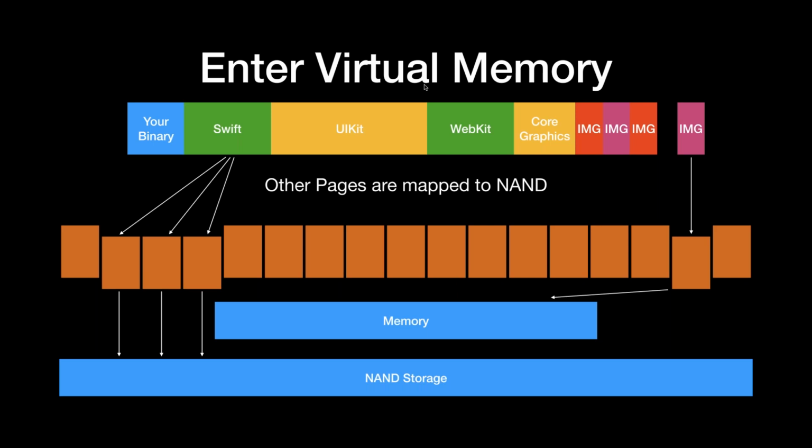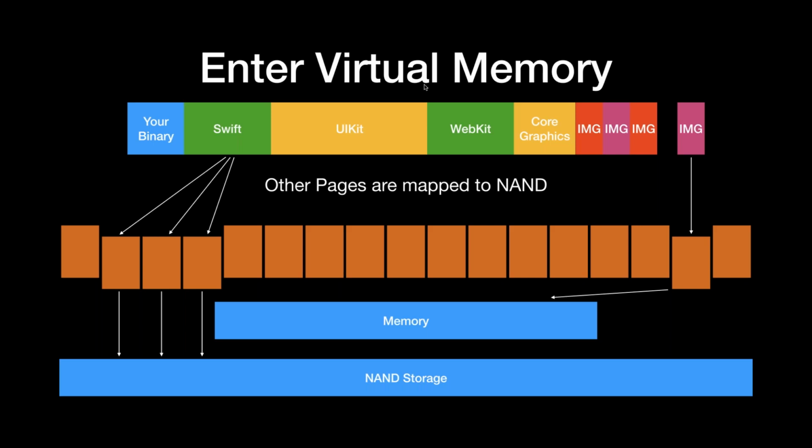Like if we're modifying that image, let's say we're drawing a gradient on that image with Core Graphics right now, we don't really need most of the Swift framework to do that. So the pages that are storing the Swift framework's functions can be mapped out of RAM and back to the NAND storage. And in that case, they're not going to be as fast, but we're not using them right now, so it doesn't really matter. We would rather have that RAM storing the image that we're manipulating.